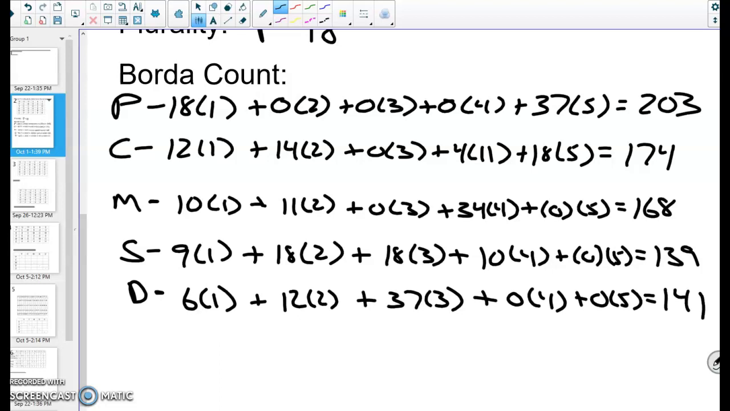And we do need to remember lowest score wins here. It's like golf. So my Borda count winner is S with a score of 139. And remember, you have to put the winner with its score down. That's not an optional thing.